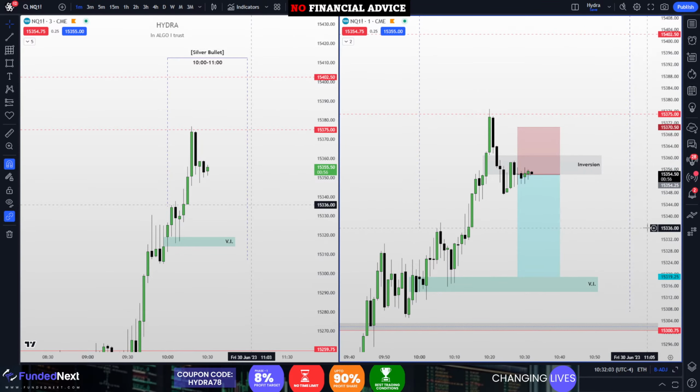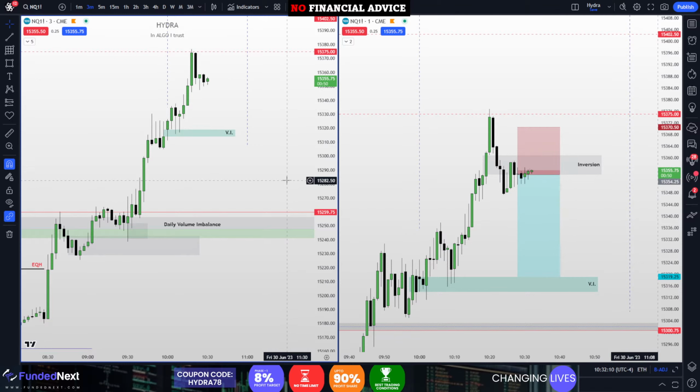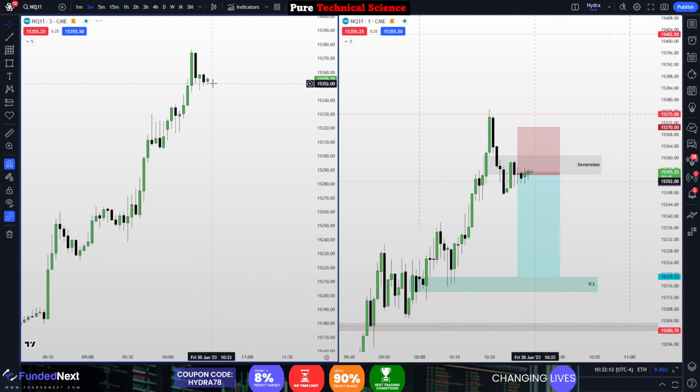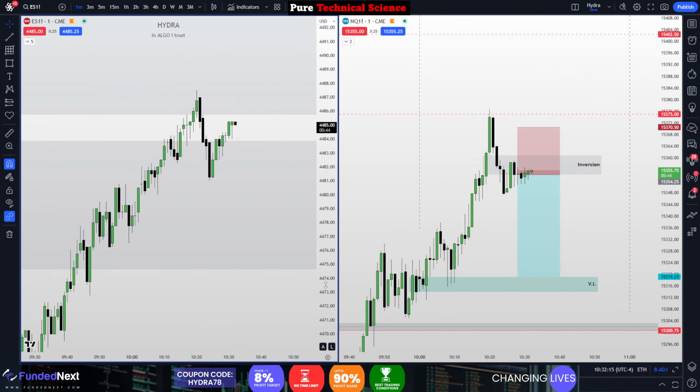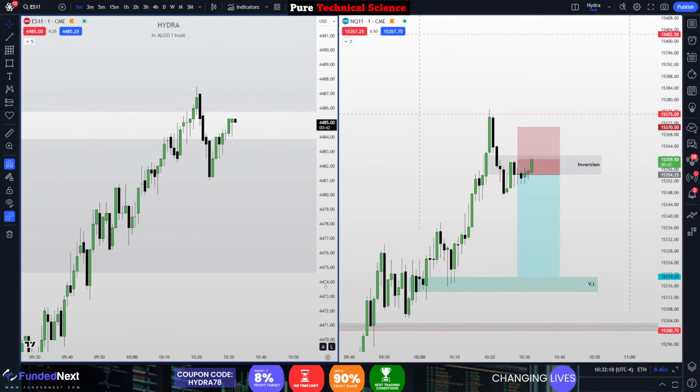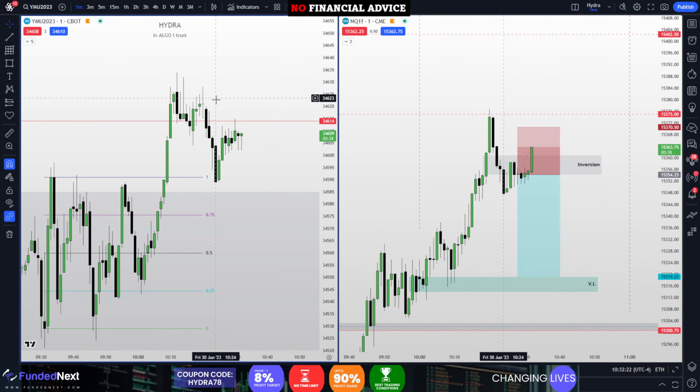SMT between ES and NQ. Now there's SMT. Really? Where? There's SMT. Where is the SMT? I don't see it. What I see is these relative equal highs.